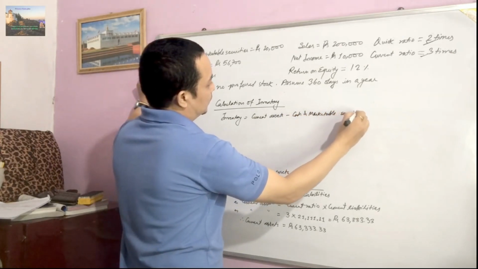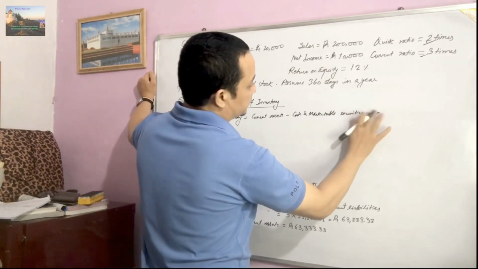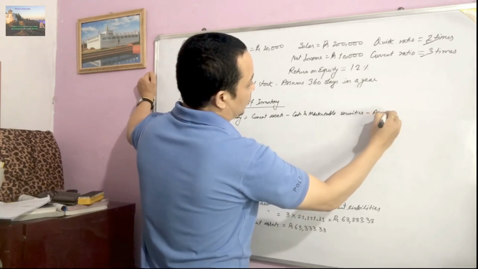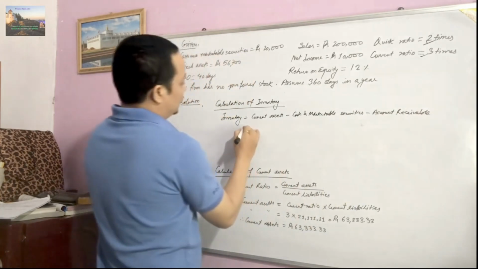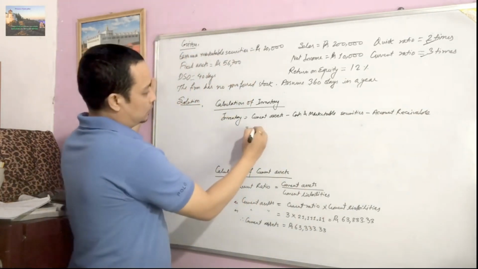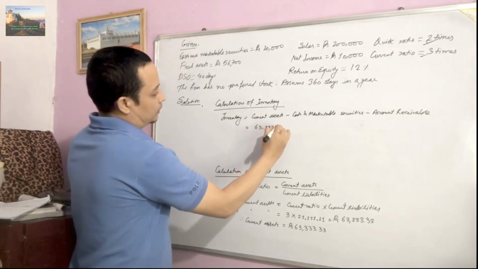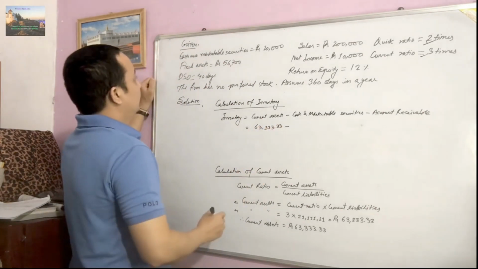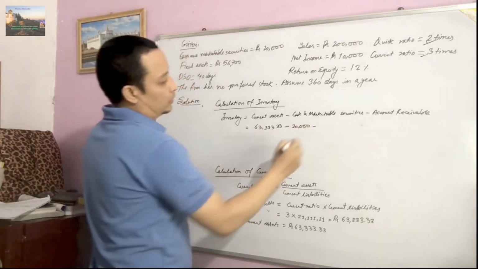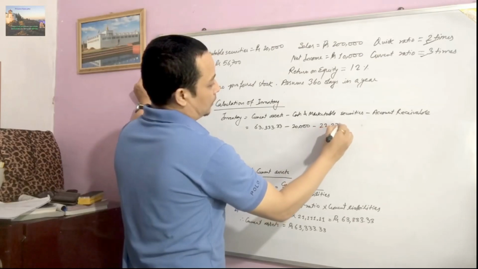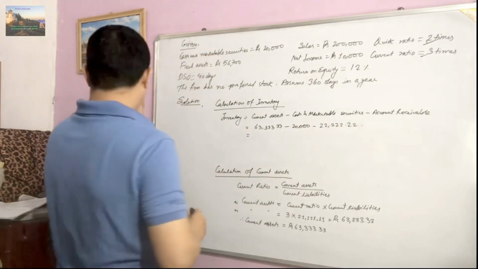securities minus account receivable. Okay, so current assets you have already found 63,333.33 minus cash and marketable securities 20,000, and then account receivable 22,222.22. Now you have to subtract to get the inventory.